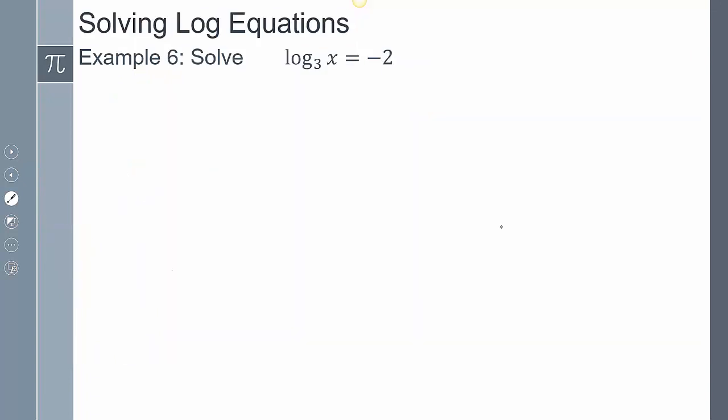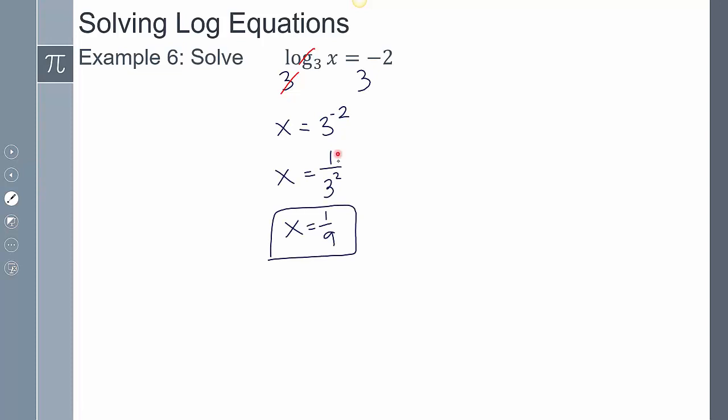Now in this example here, we're going to be solving logs. So in the previous lesson we talked about how logs and bases cancel out. And so what I want to do to get rid of a log is take whatever the base of that log is to make it cancel out. So since this says log base 3, I want to take base 3 to both sides. And so the base 3 and the log base 3 are going to cancel out. And so I'm going to get x equals 3 to the negative 2. 3 to the negative 2 is the same as 1 over 3 squared, which is the same as 1 over 9.